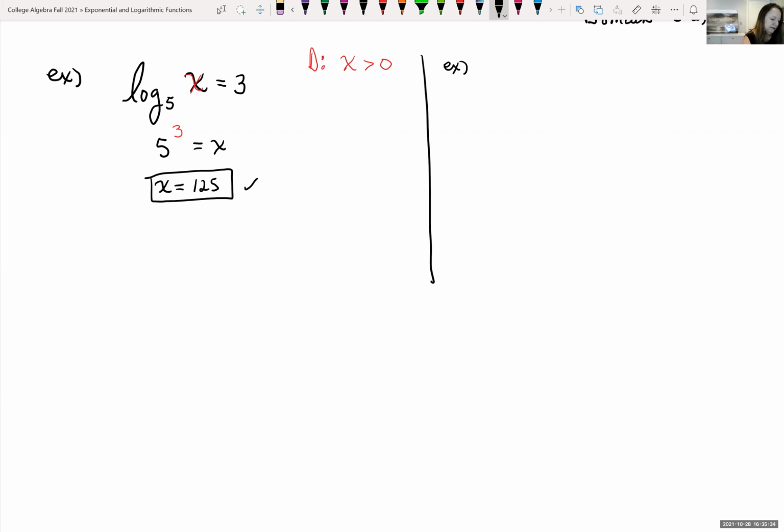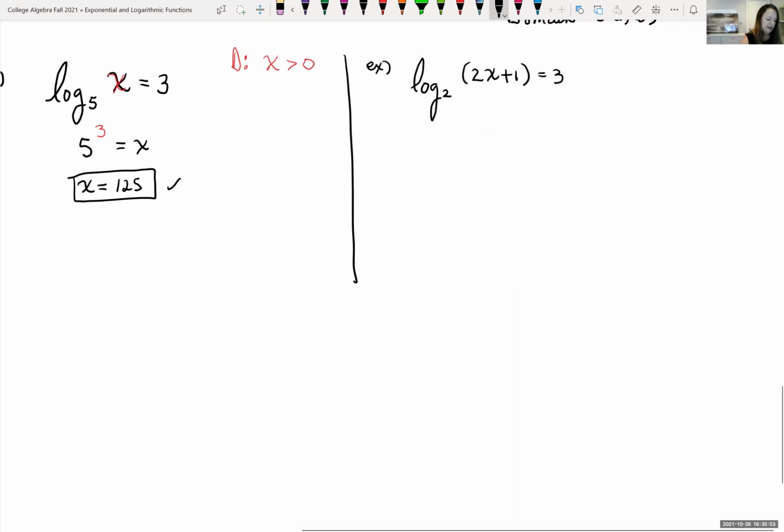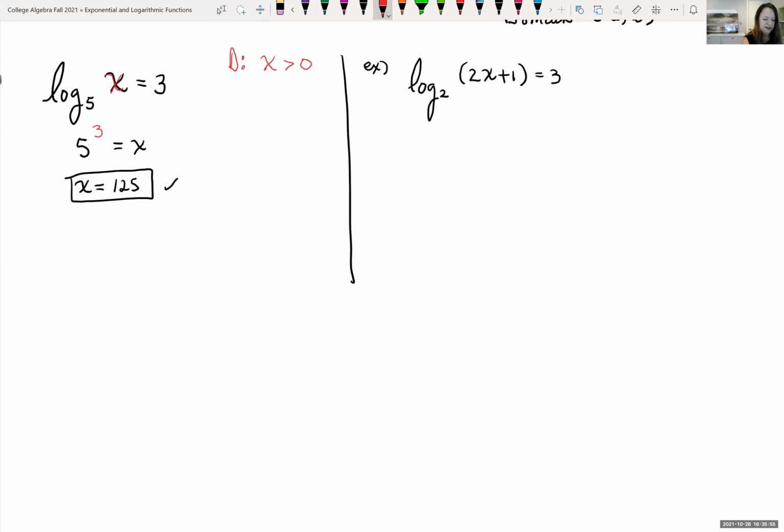So if we had log base 2 of (2x + 1) equal to 3. Again, let's think about our domain, and maybe if we keep doing that, then we'll remember that we have to check when we start getting values that don't work.